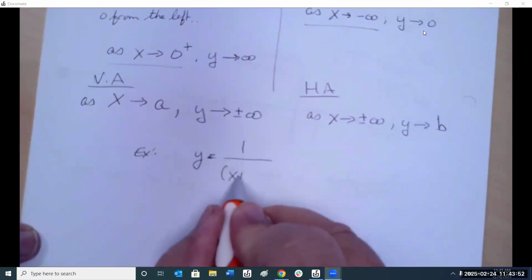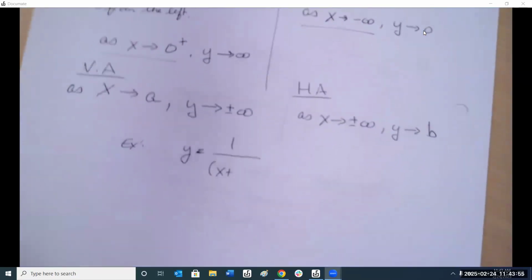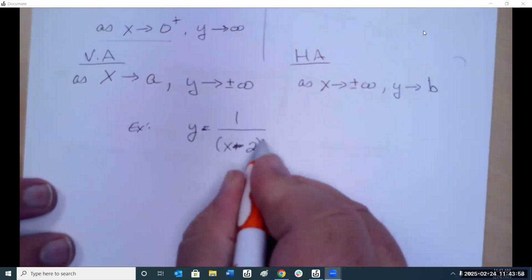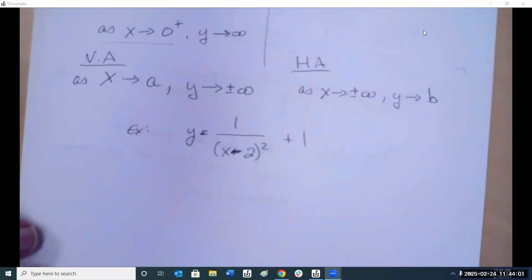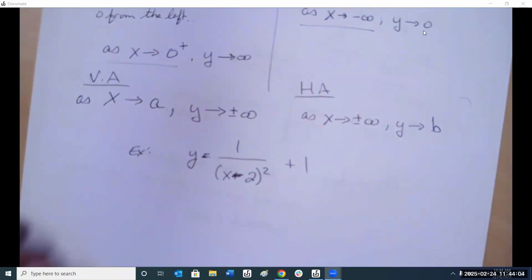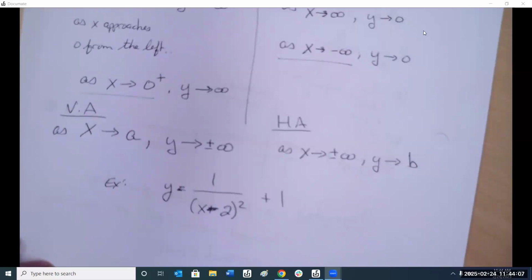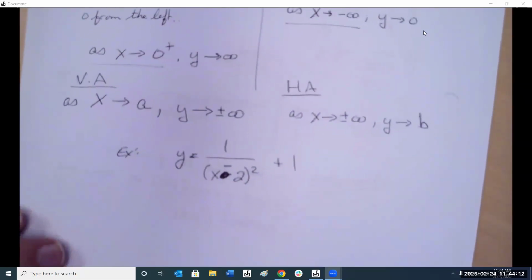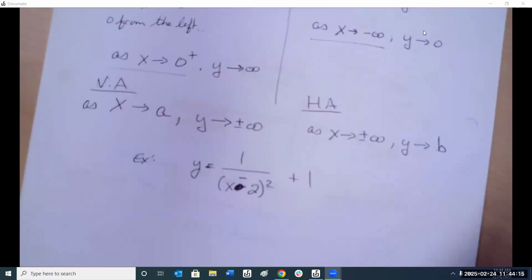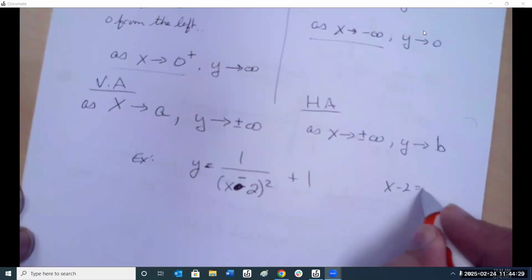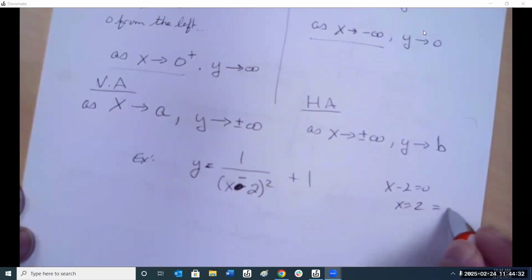One over x minus 2 squared plus 1. This is supposed to be a minus. So what's our restriction of our domain? What x can we not use? Yeah, so we take x minus 2 set equals 0. This is my A value.